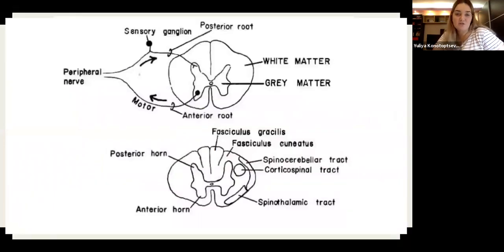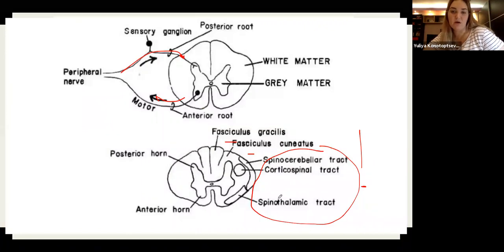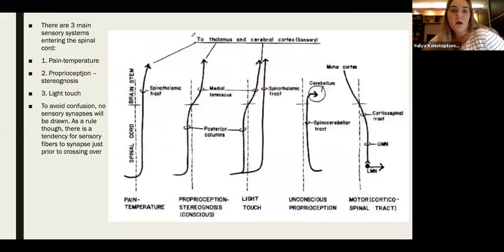This is additional information for you, but I strongly suggest you study this on your own. It's very nicely visible here. So it's repetition, okay? It's always repetition. White, gray matter, dorsal root, ventral root, all the different fasciculi, all the most important tracts. Make sure that you see that these are your sensory tracts, right? All of them here are going to be your sensory tracts. This is general information about the sensory tracts. Which kind of things are they carrying? Pain, temperature, proprioception, light touch.